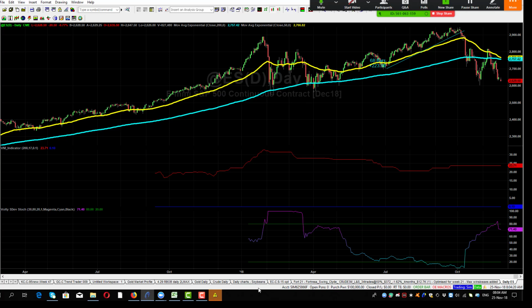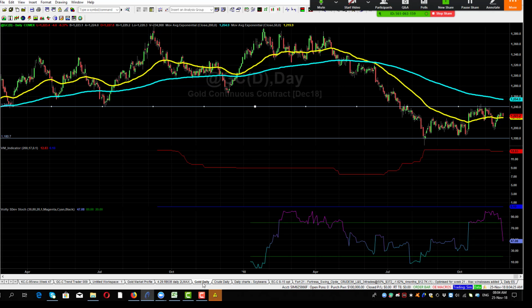So that's the S&P. Now, gold. Gold's bottomed out, so it looks like it's got a little bit of support at 1180. We've hit back above 1200. We're above the 50, so the next push, to me, would be potentially moving up to the 1260 mark.